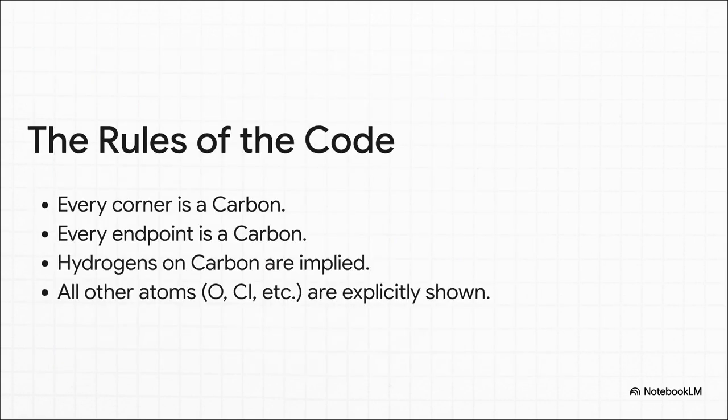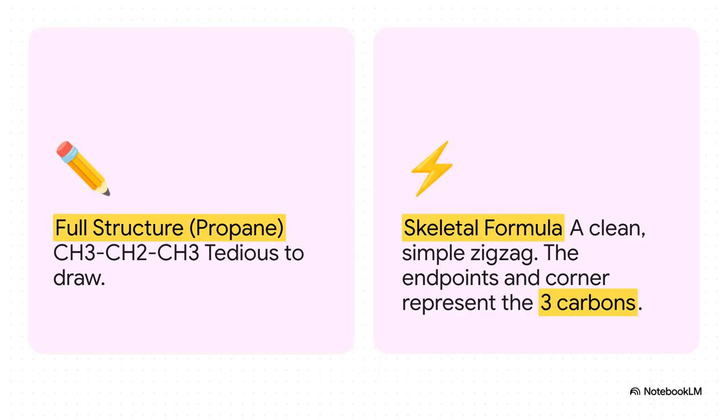And the beauty of this whole system is just how simple it is. You see a corner in a zigzag line? Bam, that's a carbon. The very end of a line? Yep, also a carbon. And we just assume each of those carbons has enough invisible hydrogens to make 4 bonds. The only things you have to draw are atoms that aren't carbon, or hydrogens attached to something that isn't carbon. That's pretty much it. Just look at this difference.